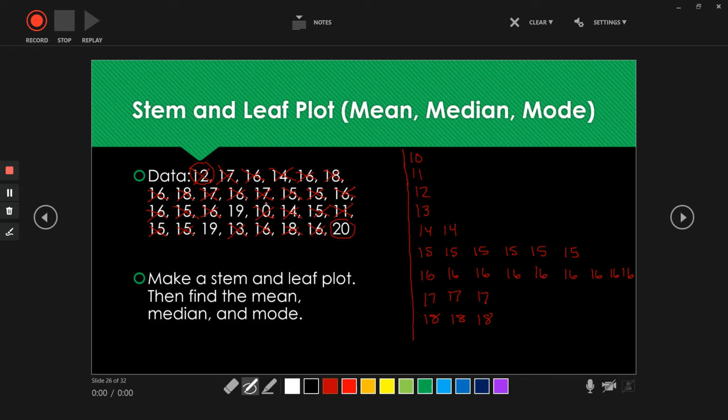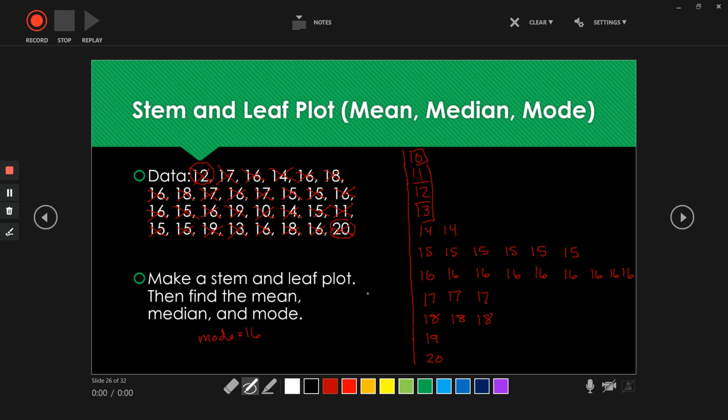Okay, what next? Okay, so we did our 18s. All we have left is 19 and then 20. Good deal. Okay, so now you can see it's almost like a sideways bar graph, right? And you can easily see how many. So we can easily see the mode is 16. Mode is the most, right?